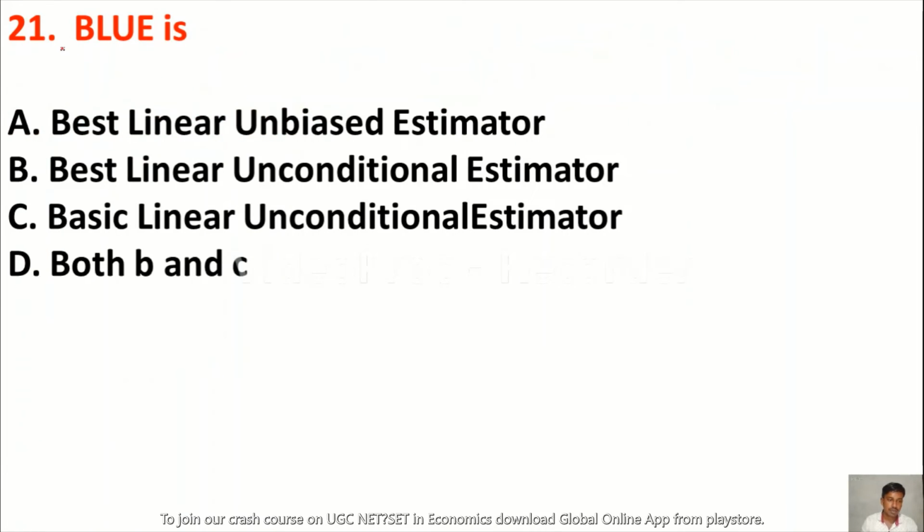Question number 21. BLUE stands for option A, best linear unbiased estimator. Option B, best linear unconditional estimator. Option C, best linear unconditional estimator. Option D, both B and C. So here the right answer is option A, BLUE stands for best linear and unbiased estimator.